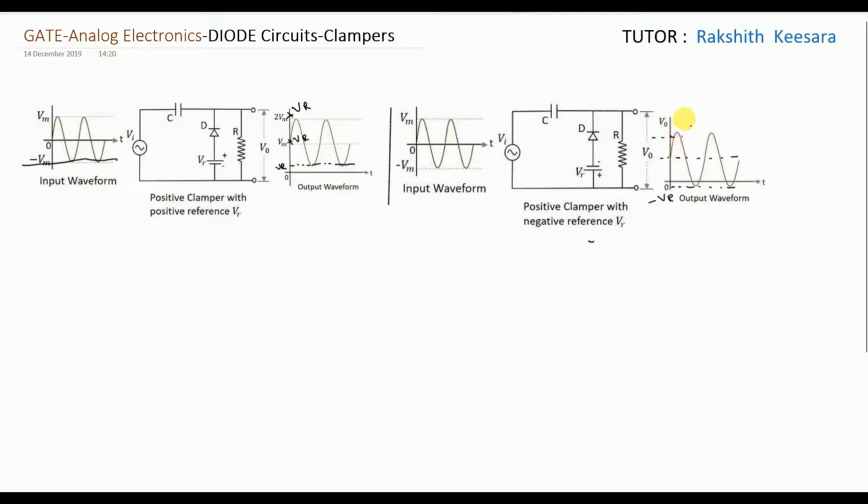So this voltage will be 2Vm minus VR. This voltage will be Vm minus VR. Understood guys? Moving on to the next example.